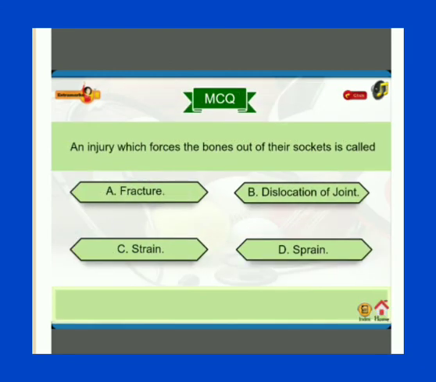Test yourself. An injury which forces the bones out of their sockets is called: the options are A. Fracture, B. Dislocation of joint, C. Strain, D. Sprain.